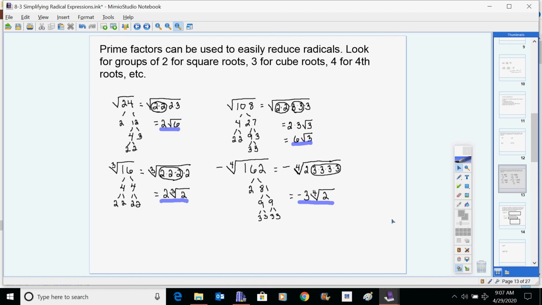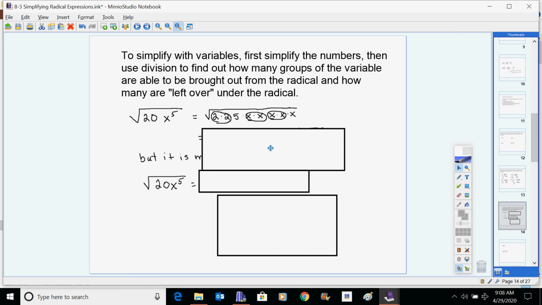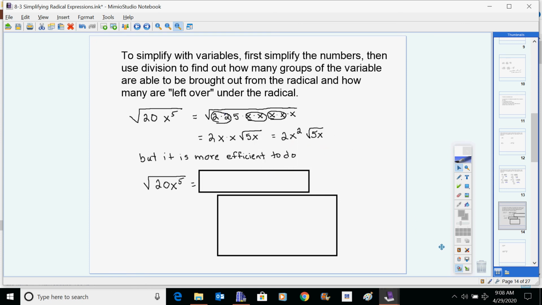Okay, so the factor tree method, super nice way, and it gives you a good way of thinking about what you're looking for also when you simplify. Because we need to be able to handle these things with variables as well. So we can very easily here factor 20 into 2 times 5. And we can write out those x's, 1, 2, 3, 4, 5 of them. And when you look for pairs, we have a pair of 2's, a pair of x's, another pair of x's. The 5 and the x are left over, which gives you 2x squared, square root of 5x.